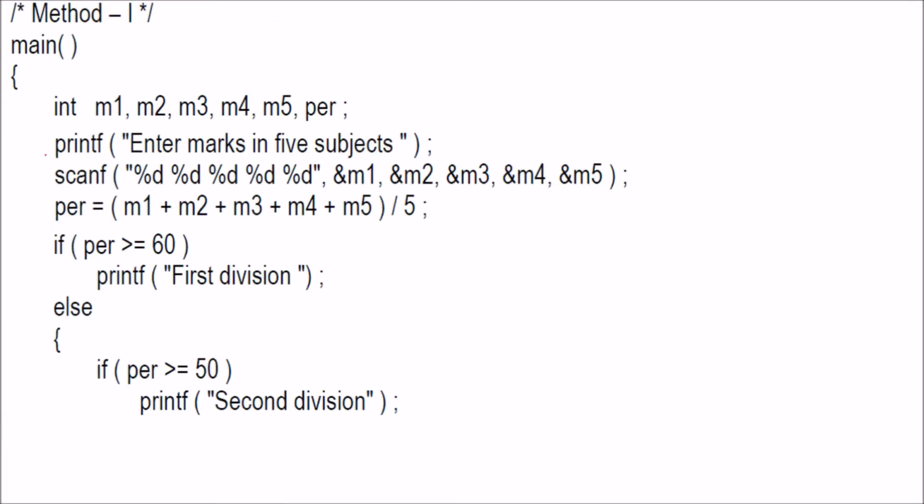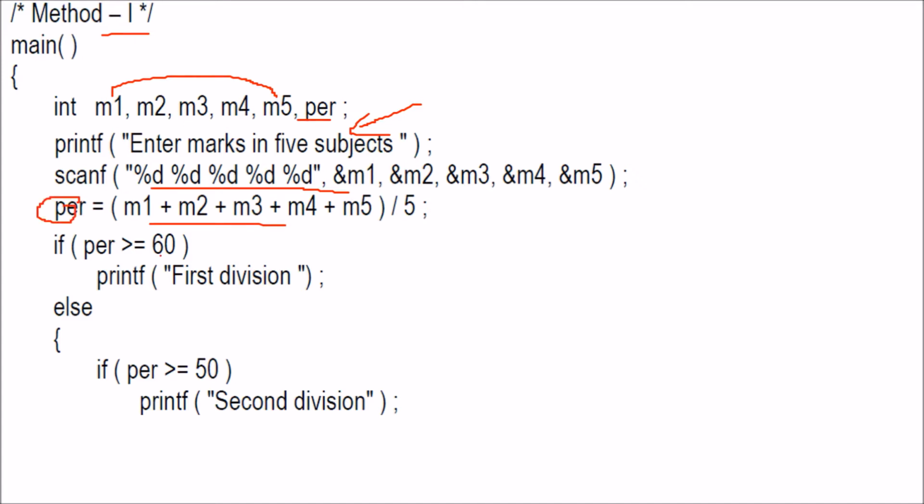First we'll go ahead with the normal way which we have learned up till now. That is, this is method 1. We are not using the operators here right now. What we are doing here is taking M1 to M5, the marks, to find the percentage. We are inputting the values in %d from M1 to M5, adding them, dividing by 5 and storing it in PER.